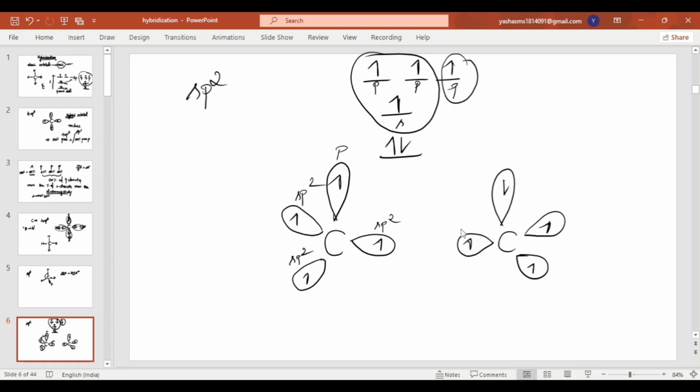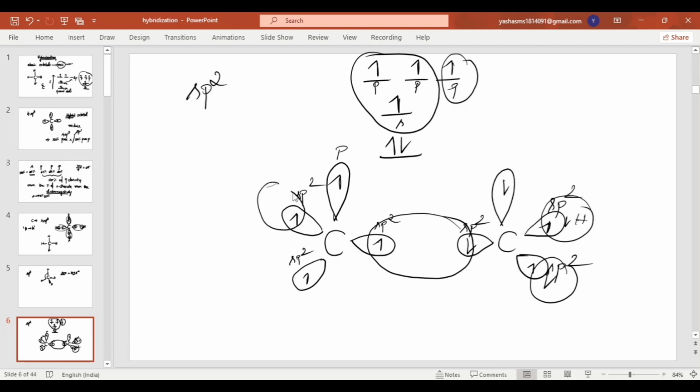Now what will happen, this is sp2, this is sp2 as well as this is sp2. These two carbon atoms will form a bond. We can show these electrons in opposite directions like this. These two will form a bond, and the other orbitals will form bonds with hydrogen. One more electron like this. Here also one hydrogen is there, one hydrogen is there.